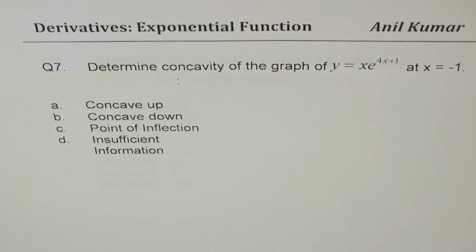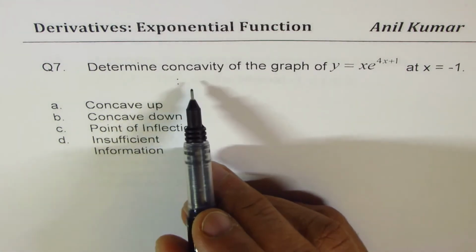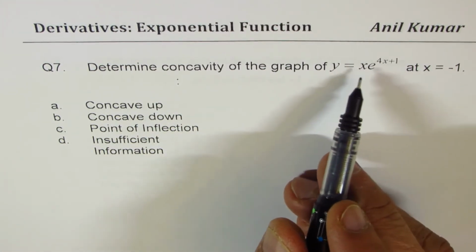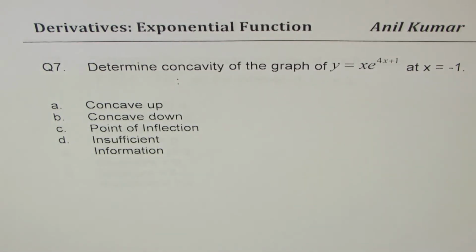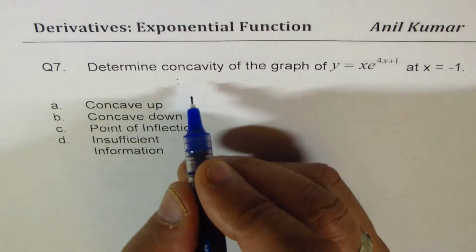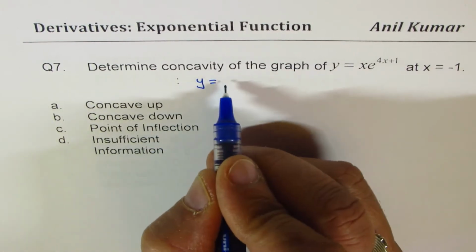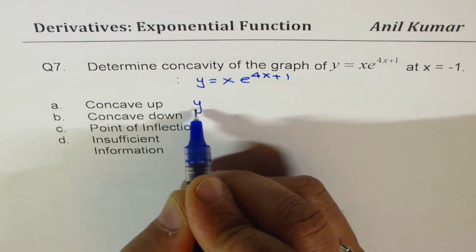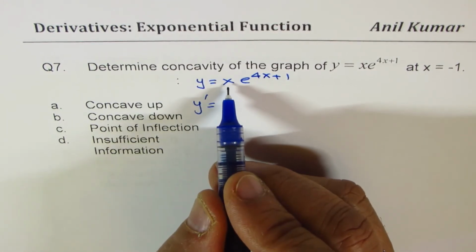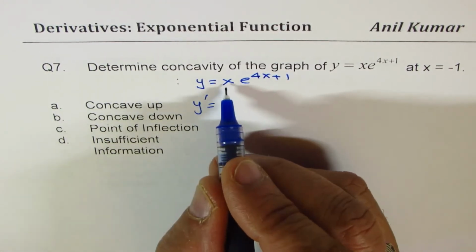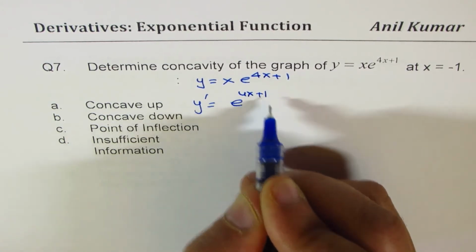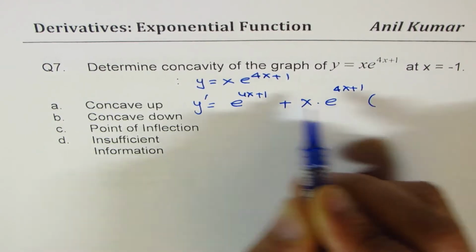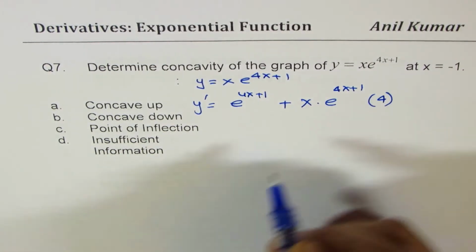Question number 7 here is, determine concavity of this graph at x equals to minus 1. So concavity means you have to look for second derivative, correct? So we have the function y equals to x e to the power of 4x plus 1. Let's find the first derivative first. So derivative, we are using the product rule. So we get e to the power of 4x plus 1 plus x times e to the power of 4x plus 1 times derivative, which is 4.